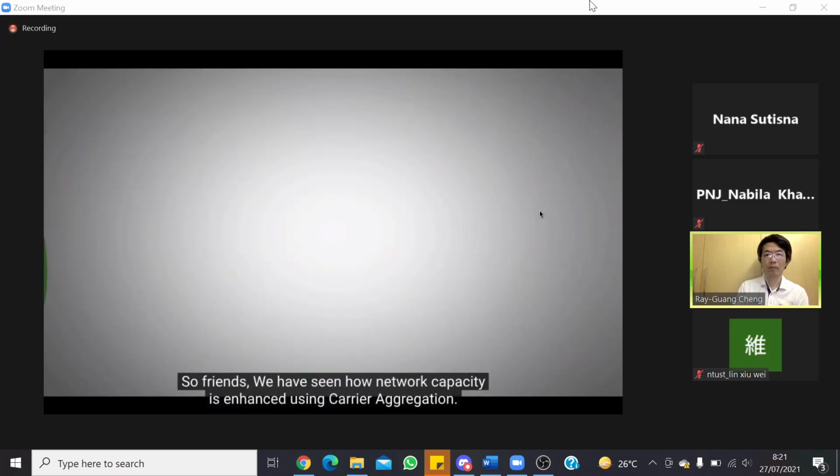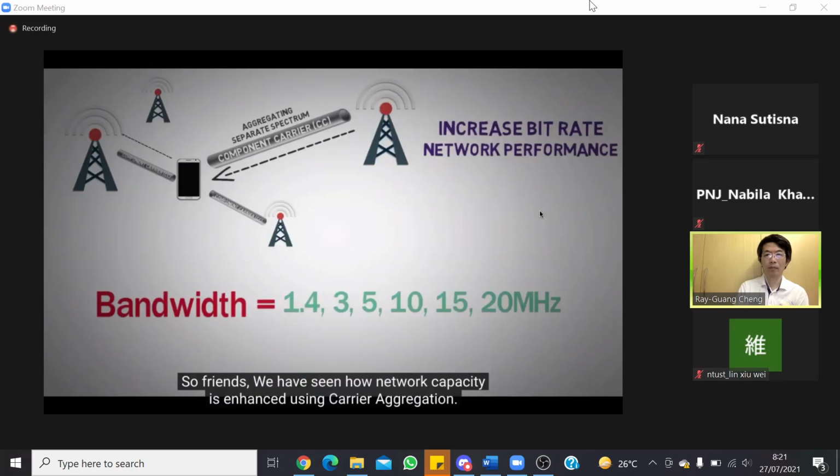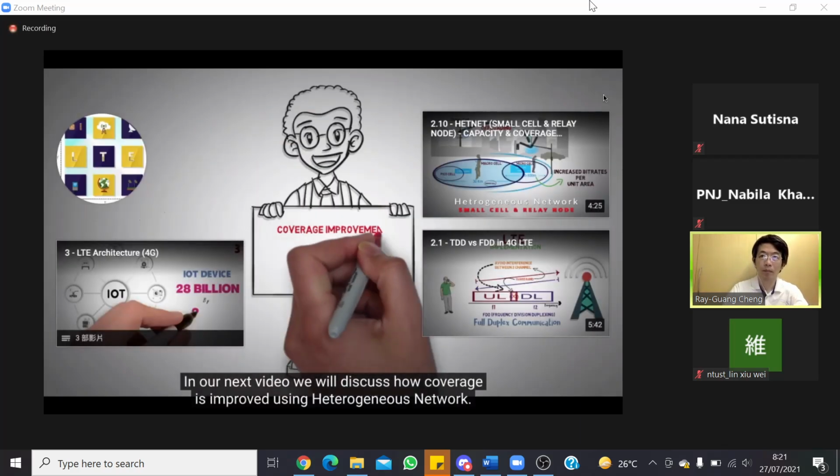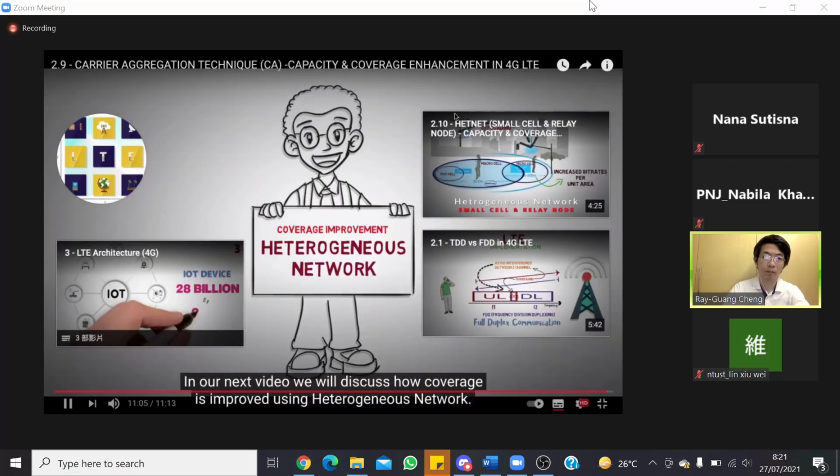So friends, we have seen how network capacity is enhanced using carrier aggregation. In our next video, we will discuss how coverage is improved using heterogeneous network.